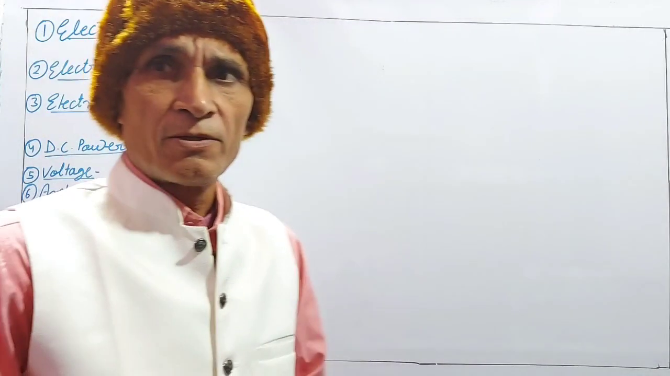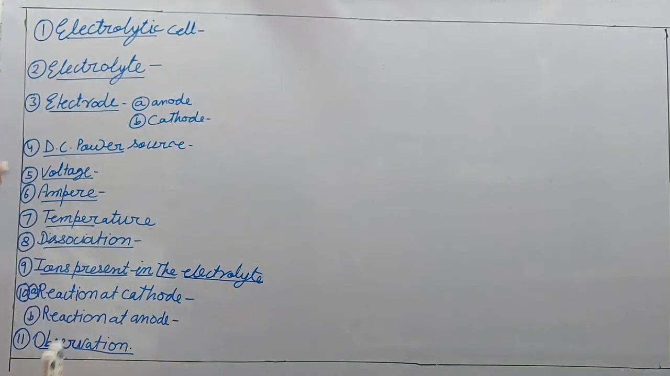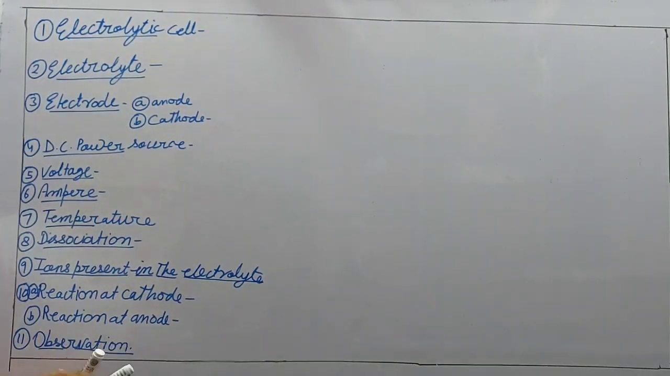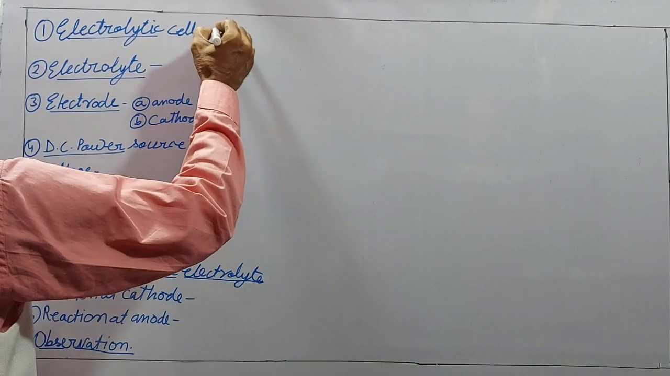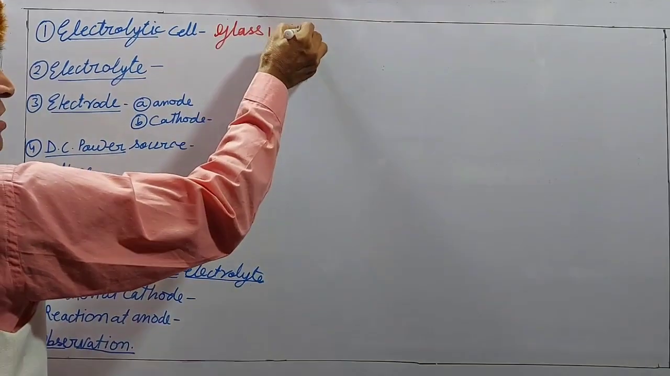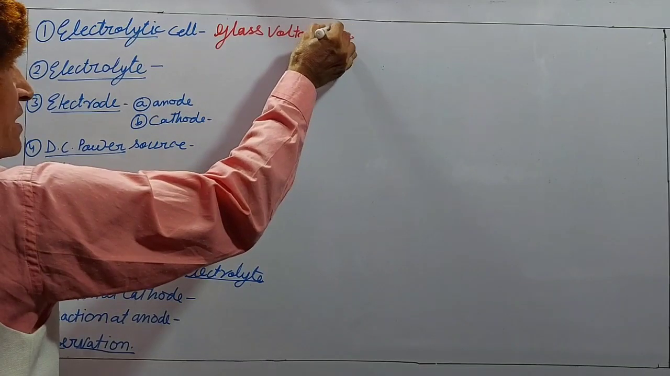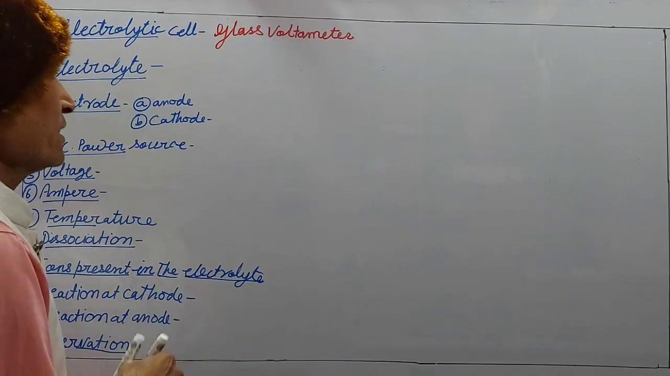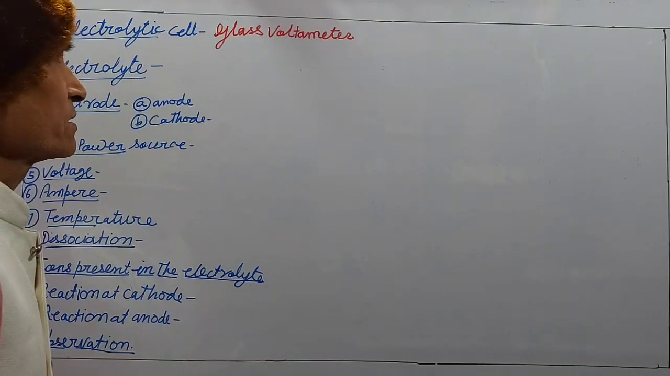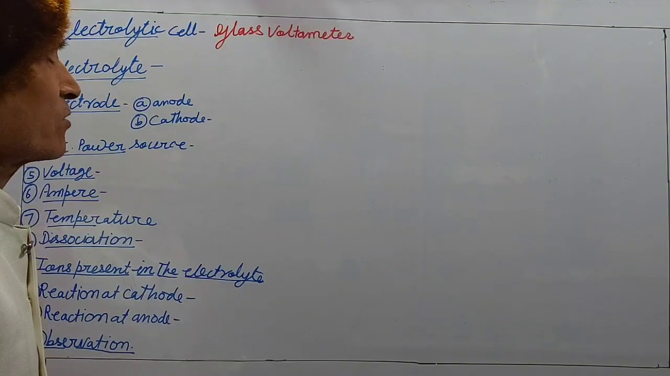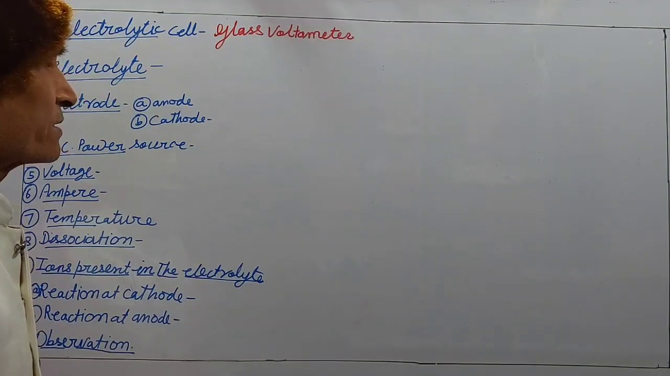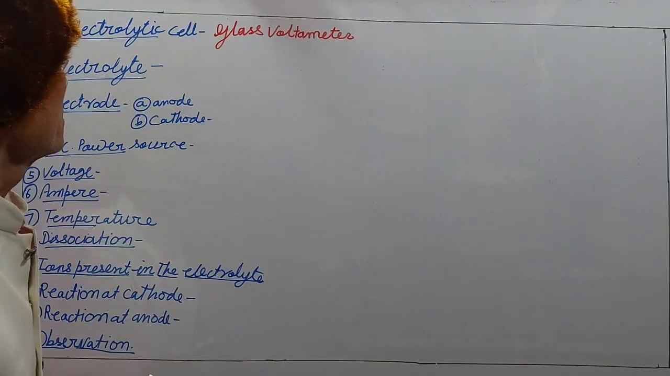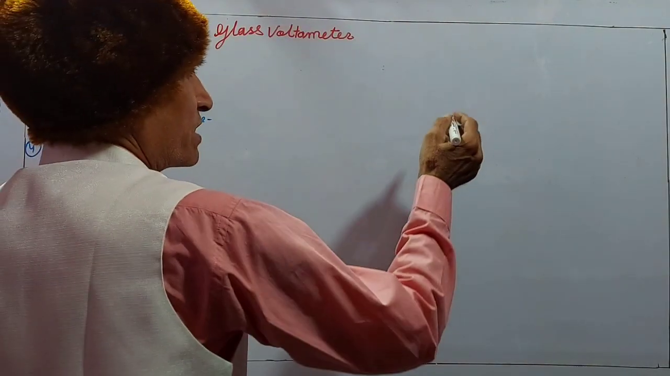Electrolytic cell means voltameter. Which kind of electrolytic cell is used there? A glass voltameter, or glass vessel, is used for the purpose of electrolysis. I am going to show that here. In a glass voltameter, glass is a non-conductor of electricity, and copper electrodes are immersed in it.